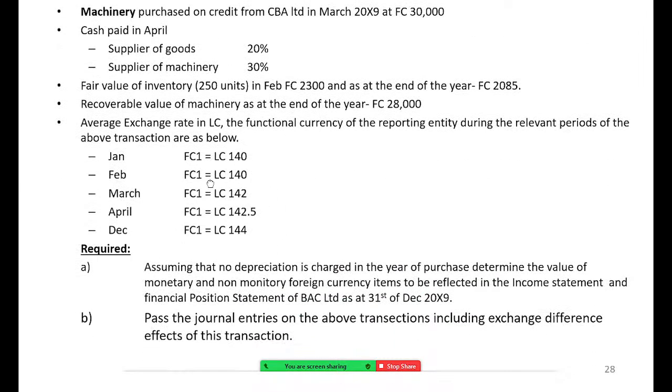The same example. Right now here, assuming that no depreciation is charged in the year of purchase, determine the value of monetary and non-monetary foreign currency items to be reflected in the income statement and financial statement of BAC Limited as at 31st December 2009. Pass the journal entries on the above transactions, including exchange rate difference effect on the transactions.